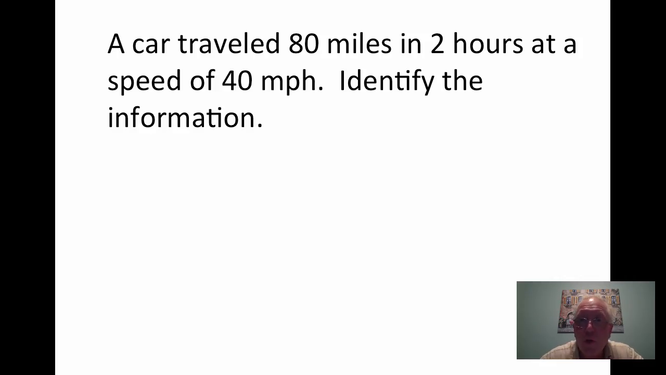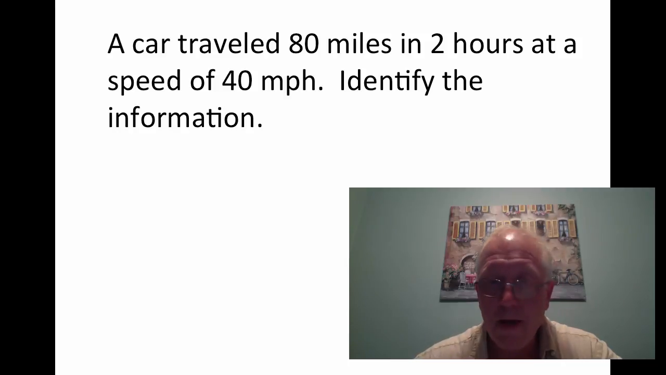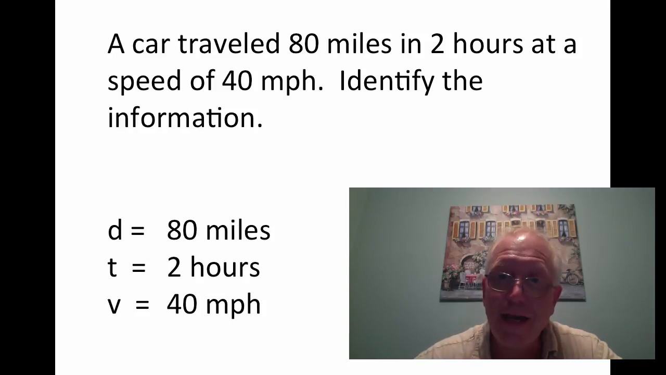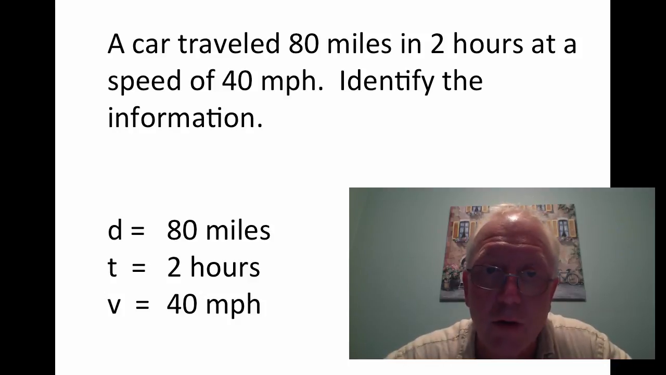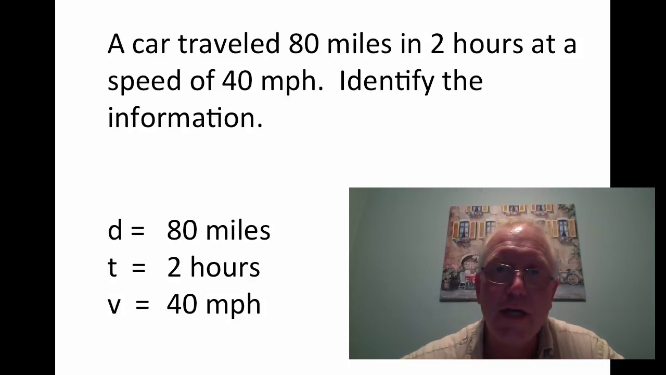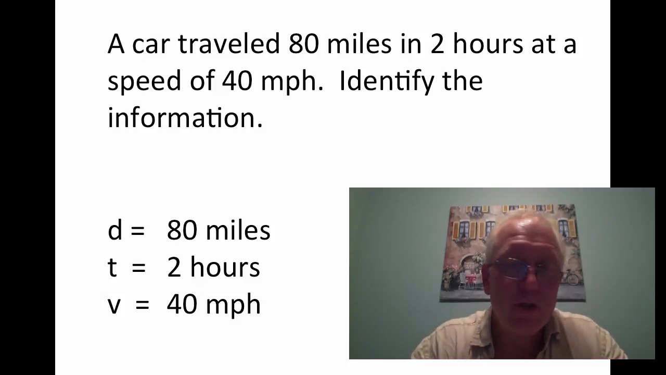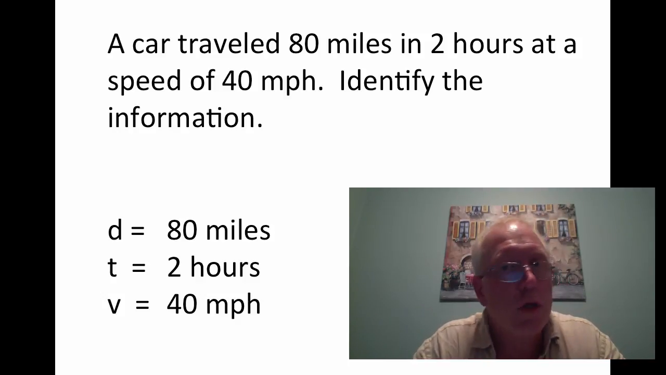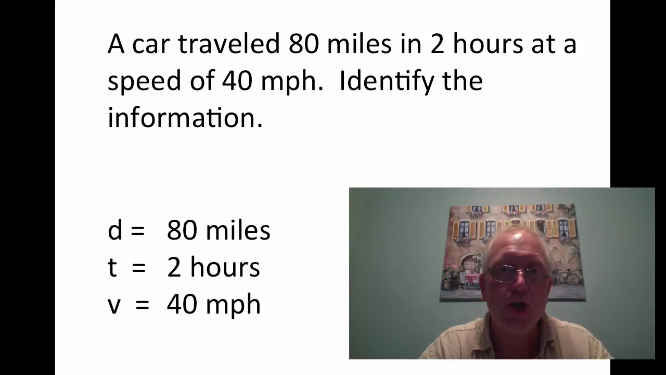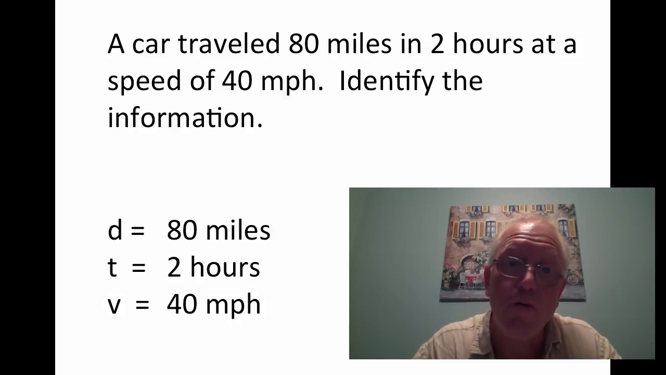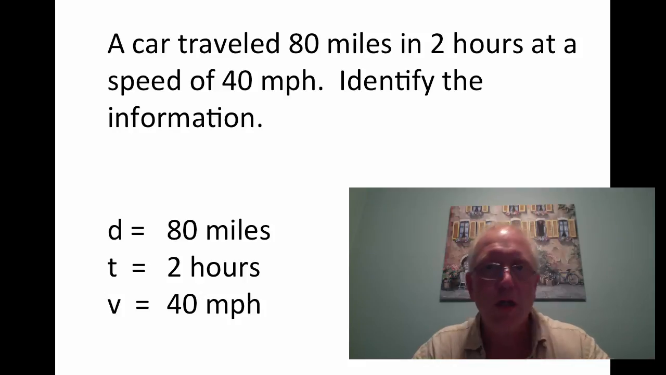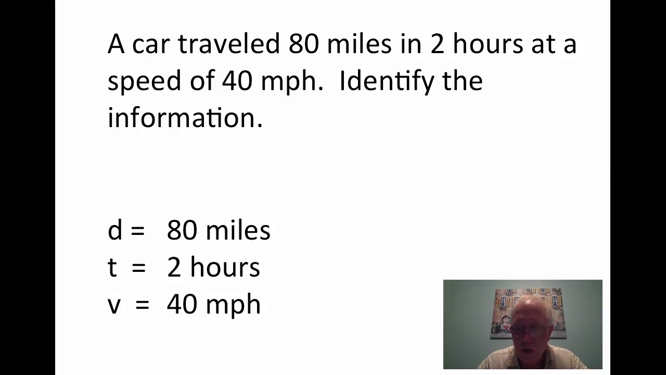So here's an example of a problem. So here I'm just asking you to identify the information. That would be step number 1. So step number 1 is to clearly identify that the distance is 80 miles, the time is 2 hours, and the speed is 40 miles per hour. That's all I'm asking for here is the identifying the information. Seems like a pretty straightforward thing. Don't leave it out in any problem that you present this year. You're already off to a good start if you've identified the information. Let's do another example here to show what I'm talking about.